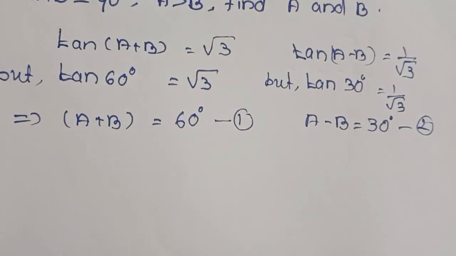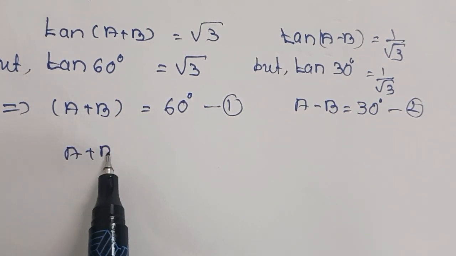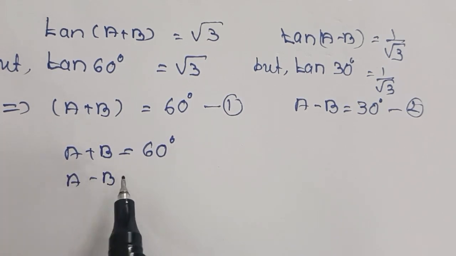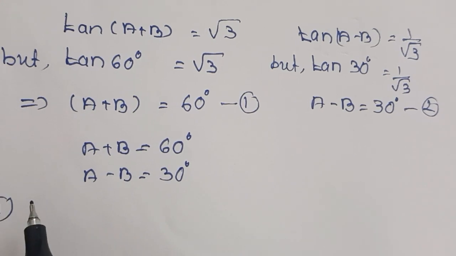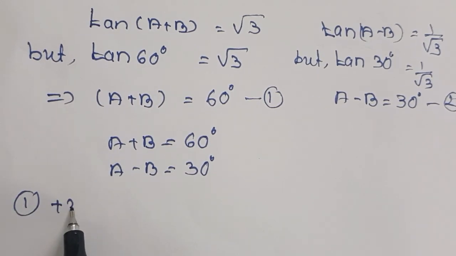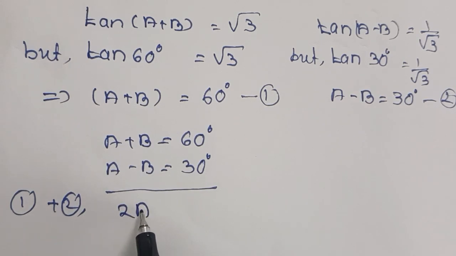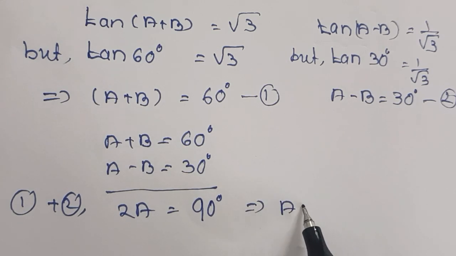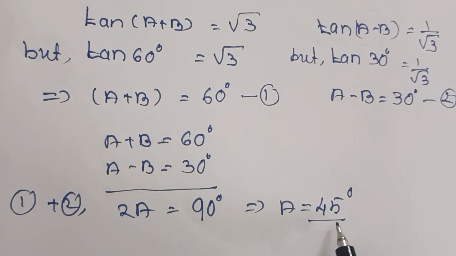Now adding equations 1 and 2, that is a + b = 60 degrees and a - b = 30 degrees. Adding these two equations, we get a + a, that is 2a, equal to 90 degrees, as b gets cancelled, isn't it? That implies a = 90 by 2, that is 45 degrees. Okay, a = 45 degrees.